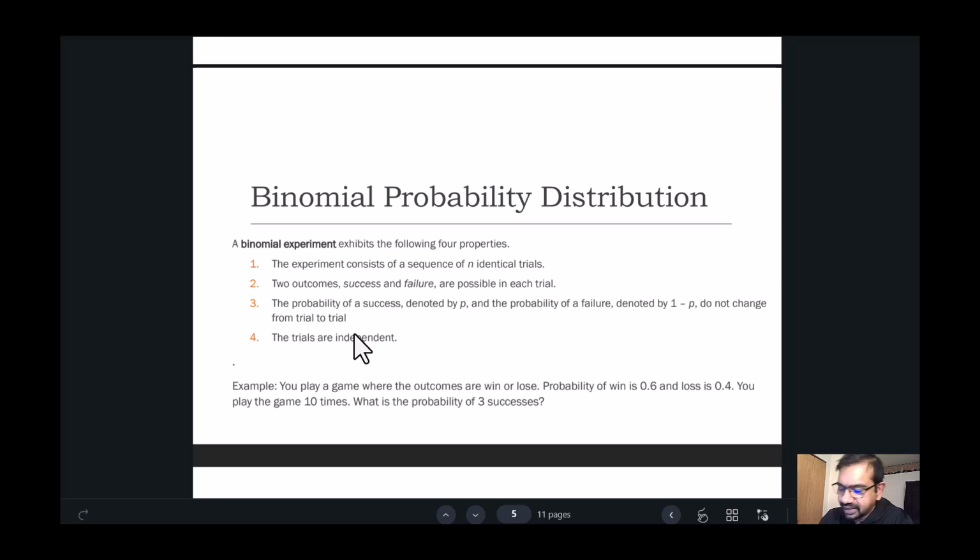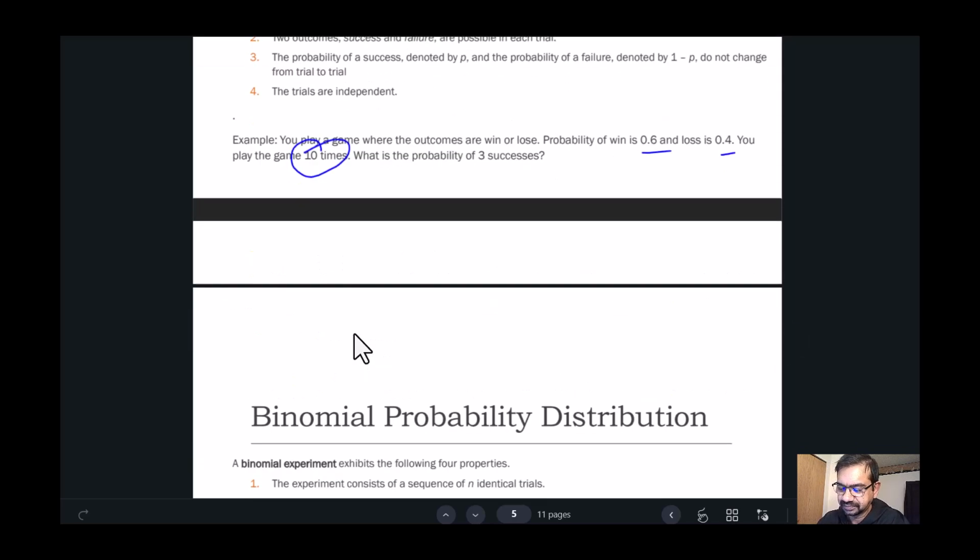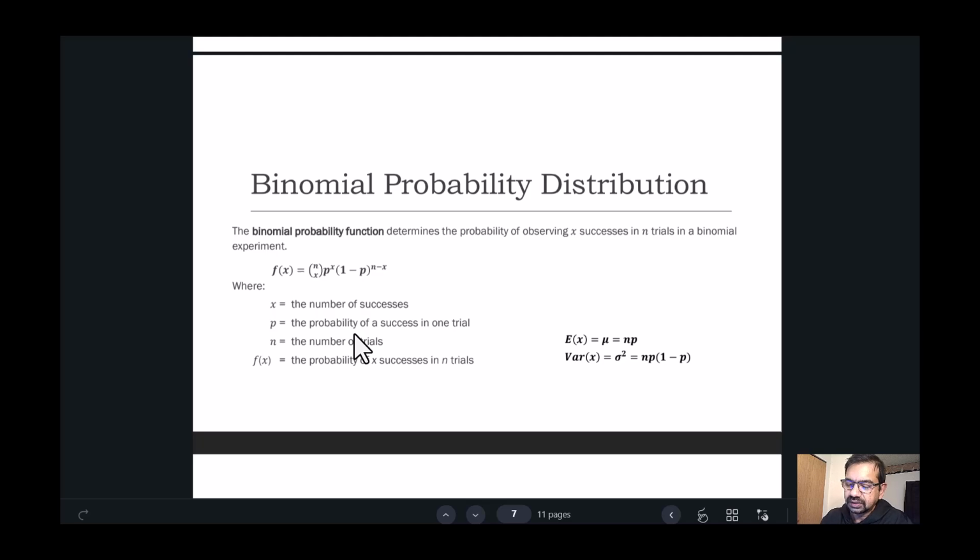Let's say you're playing a game where the probability of winning is 0.6 and the probability of not winning, or losing, is 0.4. And you play this game 10 times. Each time that you play the game, these probabilities do not change. So this is an example of a binomial probability distribution. In this case, the probability distribution function of such an experiment is given by this formula. Now, this formula is fairly easy to understand. It looks a little complicated, but again, we have independent trials.